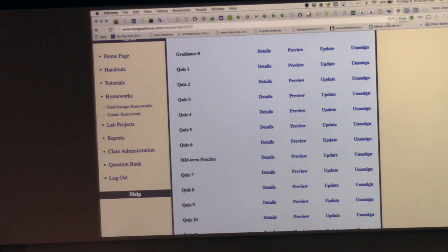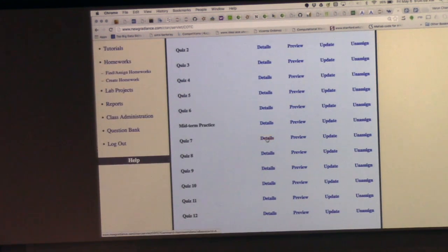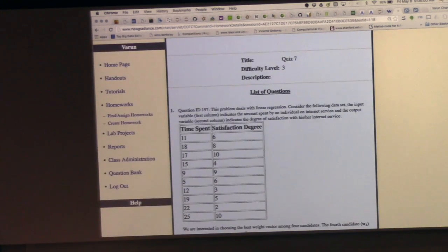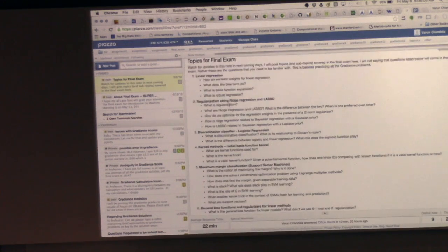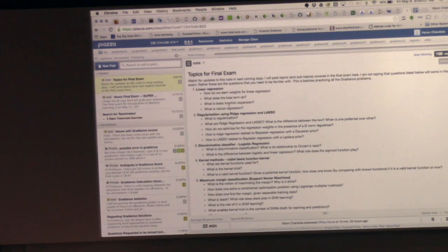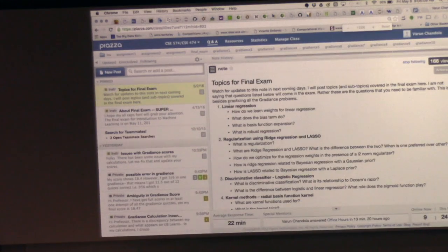Okay, so let's get started with quiz 7. As I said earlier, I don't know if some of you might not have been there in the last few classes, but here is an important post that I made that you want to be aware of.